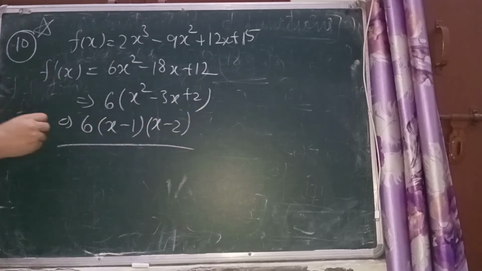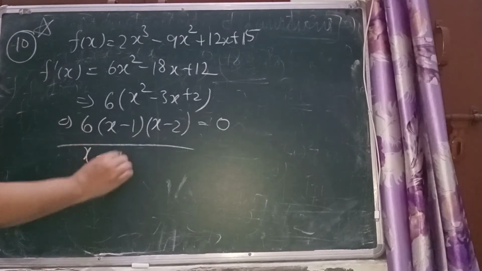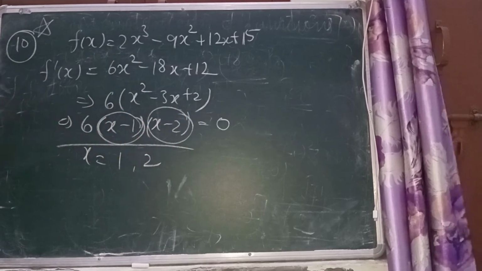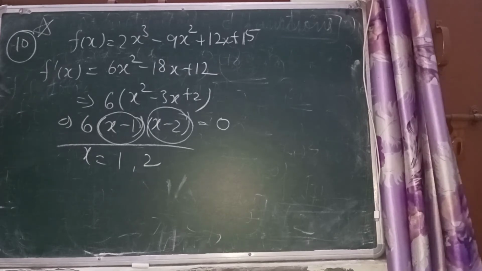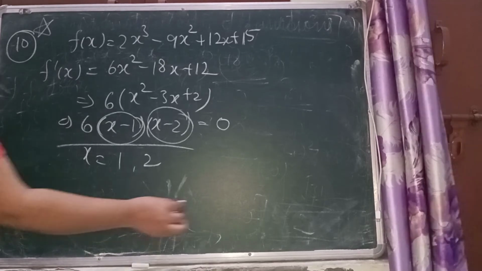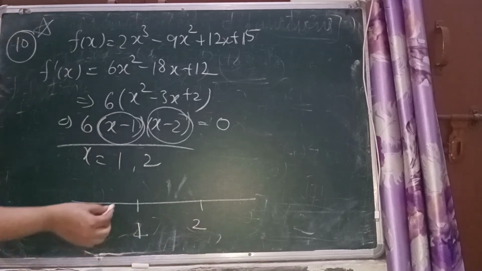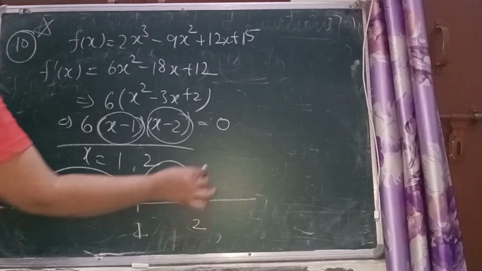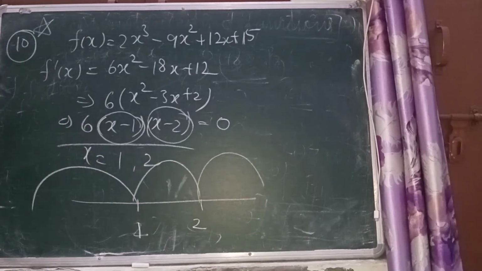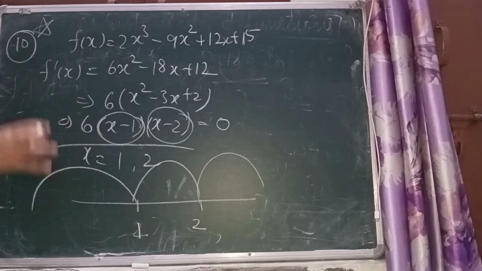Then I'll set it equal to 0. So here I have x equal to 1 when I keep x minus 1 equal to 0, or x equal to 2 when I keep x minus 2 equal to 0. These are two critical points. Before and after these, and between them, we have to find out whether it is positive or negative. So here we are finding the intervals where the function is increasing or decreasing.